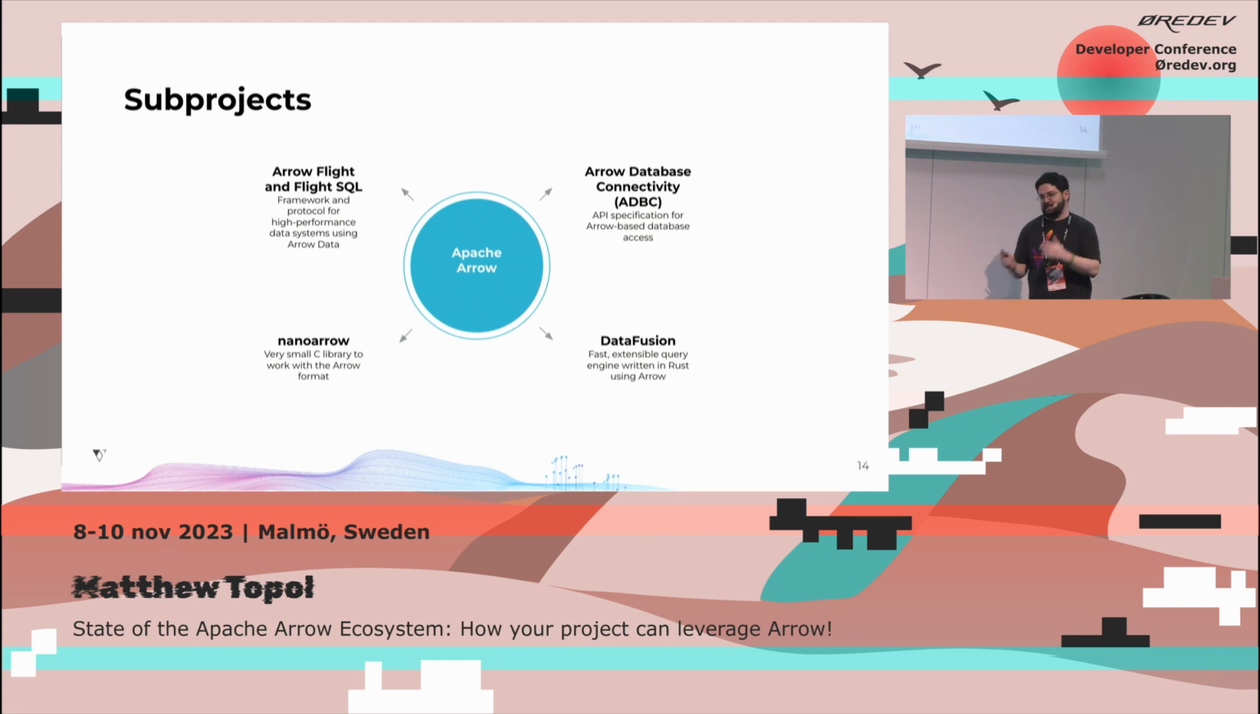Finally, Arrow Database Connectivity is a client API specification for interacting with databases using Arrow native data. I'm going to get more into that later, and there's a reason why it looks kind of like ODBC or JDBC.